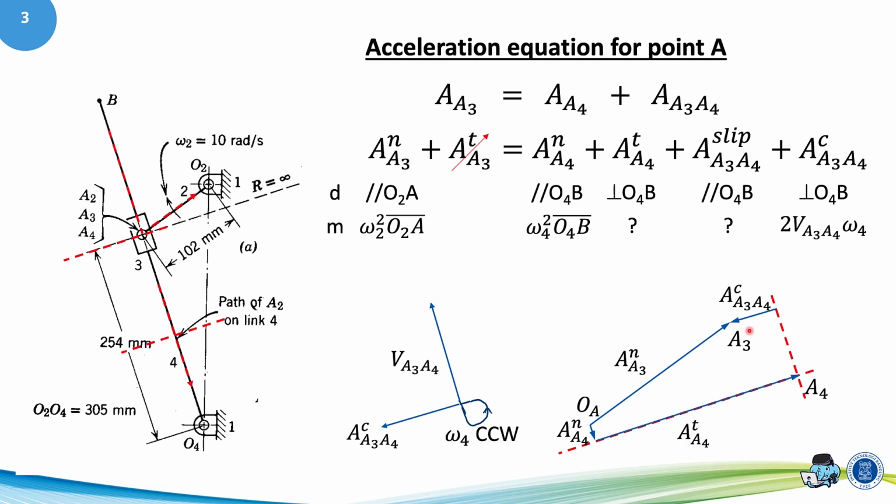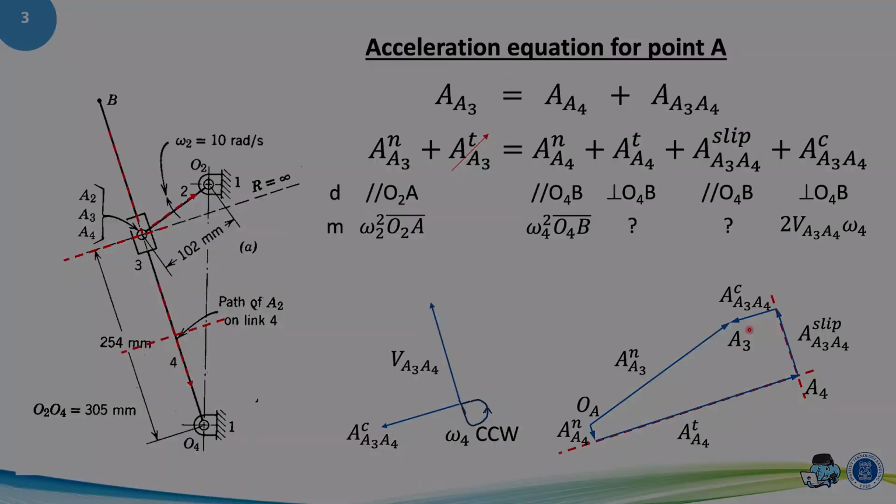And then from here we can get the vector of AA4 tangential and AA3A4 slip. So finally, we can construct the complete polygon. From this polygon, we can determine the angular acceleration of each link in the mechanism.